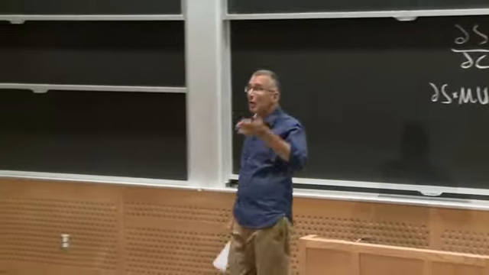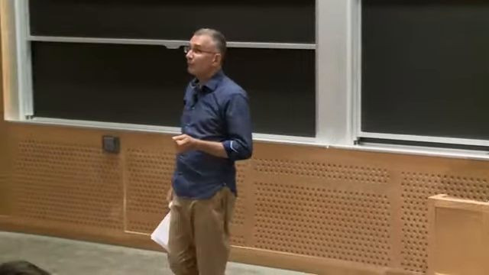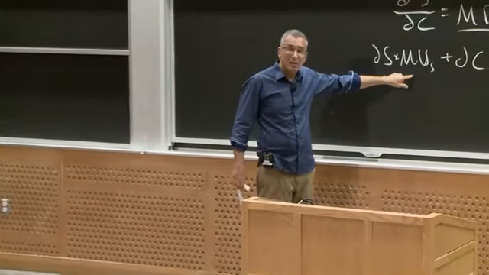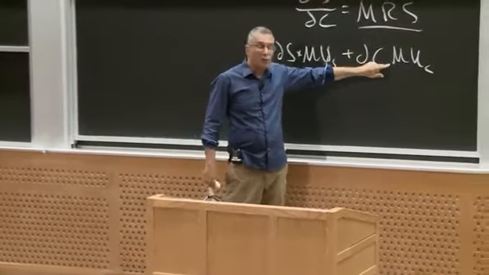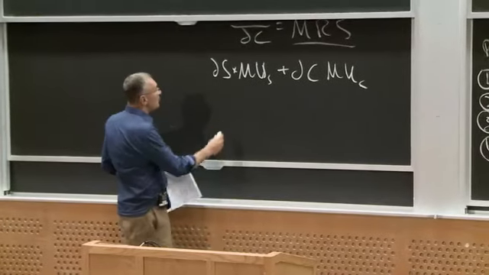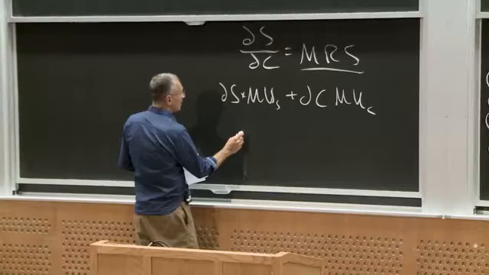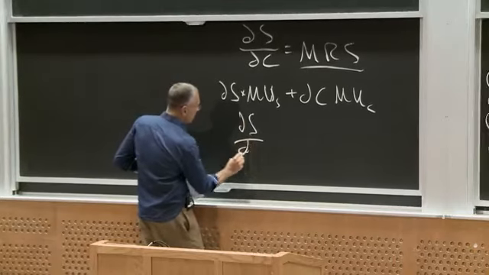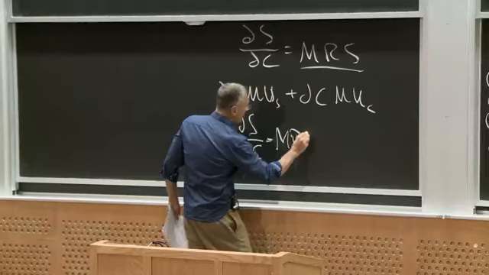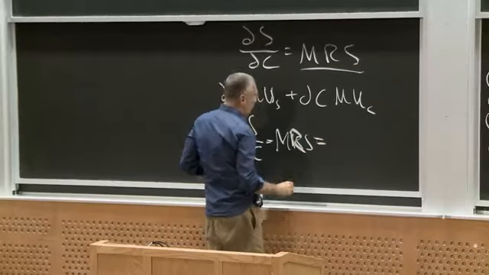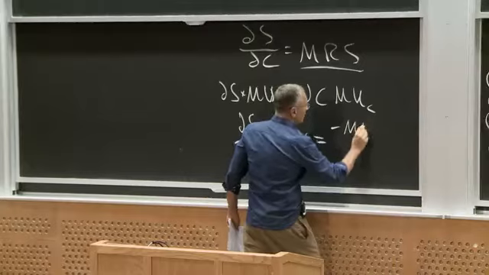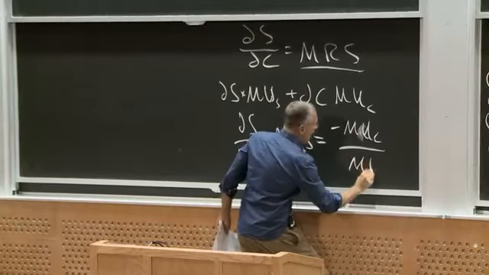That's the equation of a delta along that curve. You give up a little pizza, which costs you your marginal utility of pizza. You get some cookies, which gains you marginal utility of cookies. Rewriting this, we get that delta S over delta C, which I said is the MRS, is equal to minus MUC over MUS.